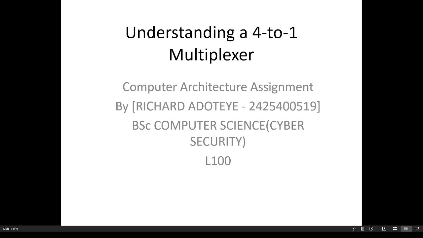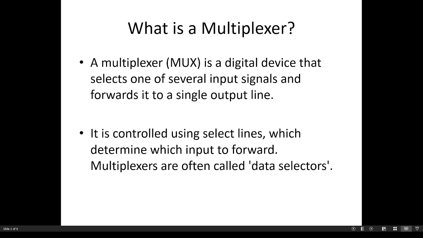This presentation is on the 4 to 1 multiplexer, also known as a MUX. This is part of our computer architecture assignment, and I'll be explaining what a MUX does, how it works, and its truth table in the simplest way possible. Some might ask, what is a multiplexer?